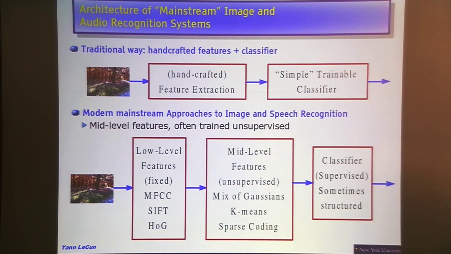But suffice to say that there is some sort of unsupervised learning going on in the mid-level, because just plugging your favorite classifier on low-level features just doesn't work well enough, except for very simple tasks. So there is a need to produce more abstract representations. And those were, by the way, to some extent inspired by older work in neural nets and deep learning. And then you stick your favorite classifier. Doesn't matter what it is. So that's the mainstream approach.